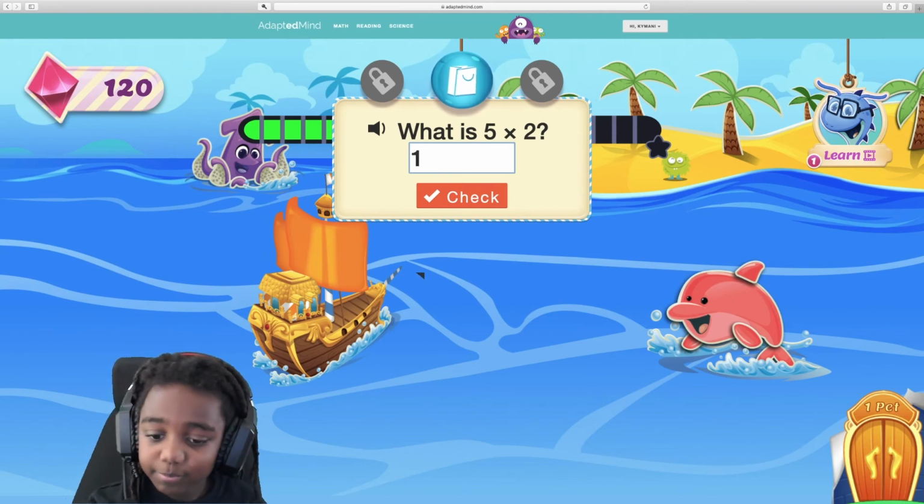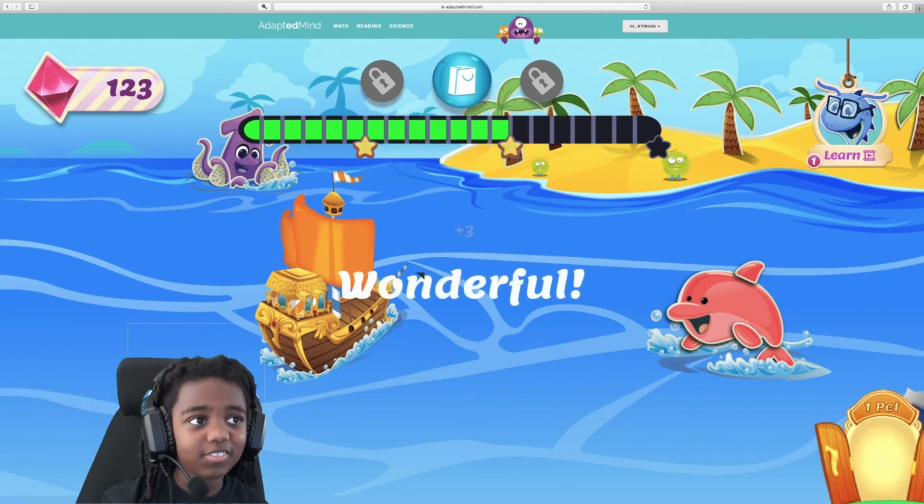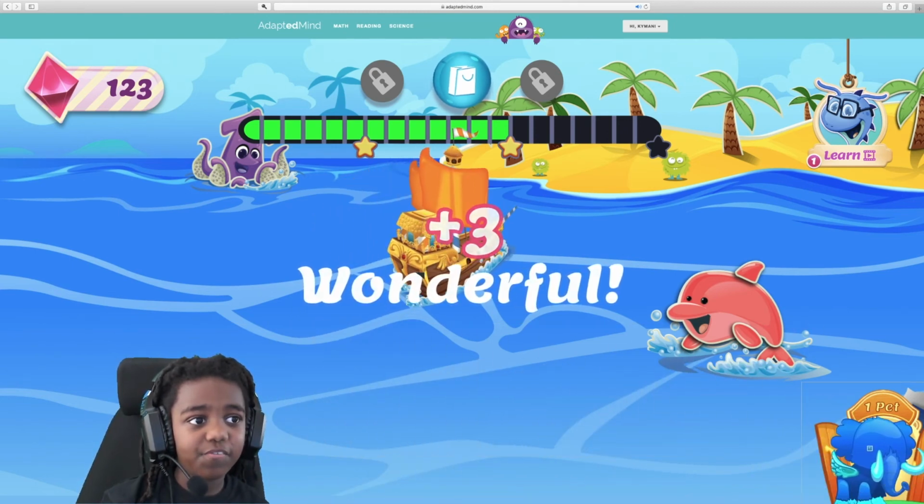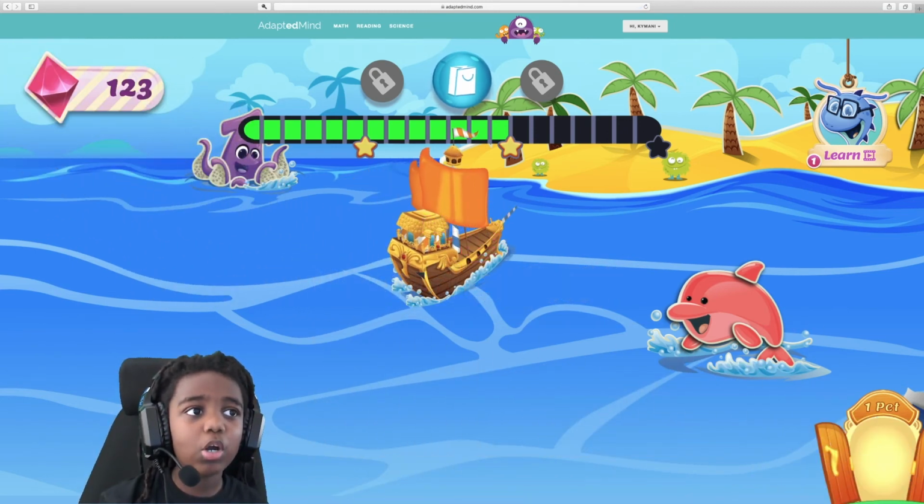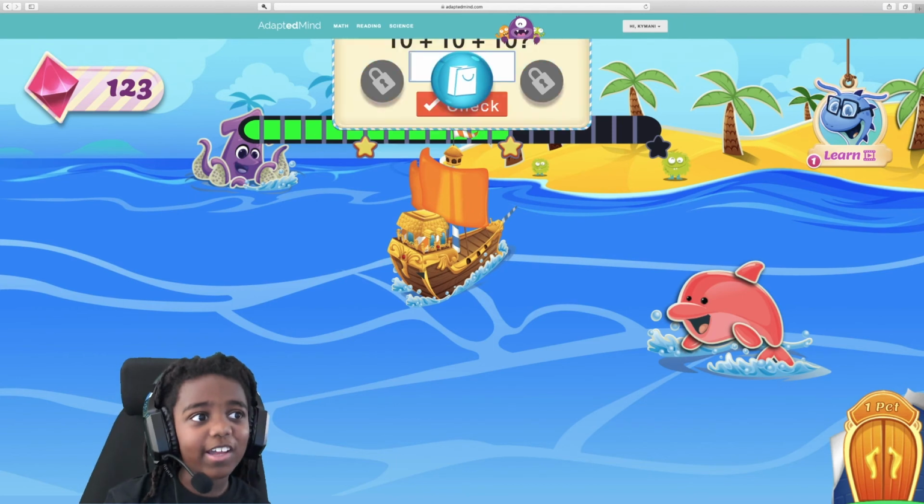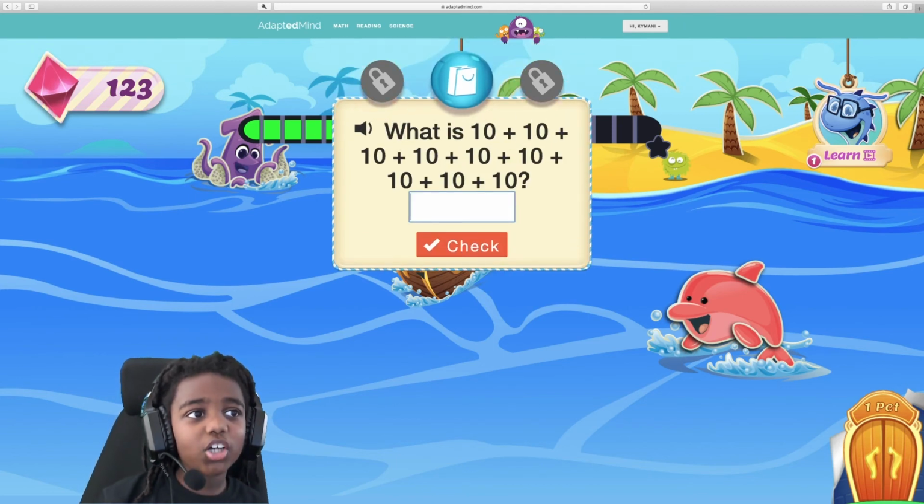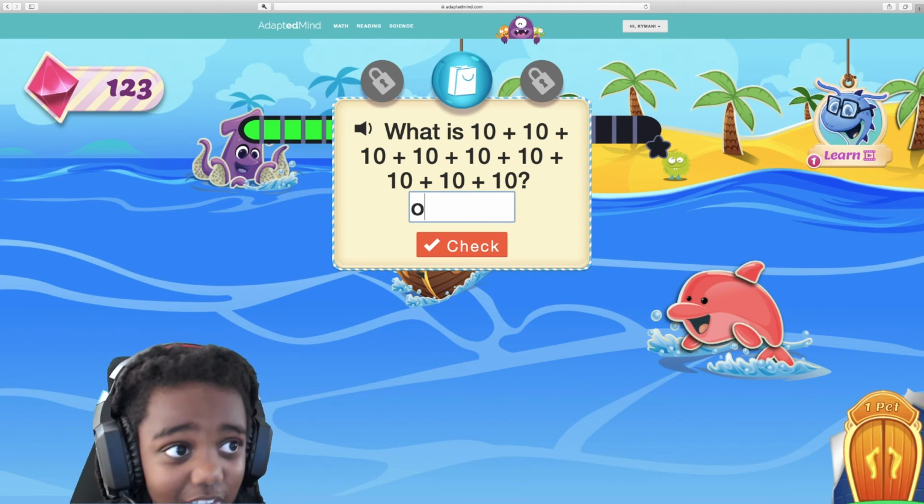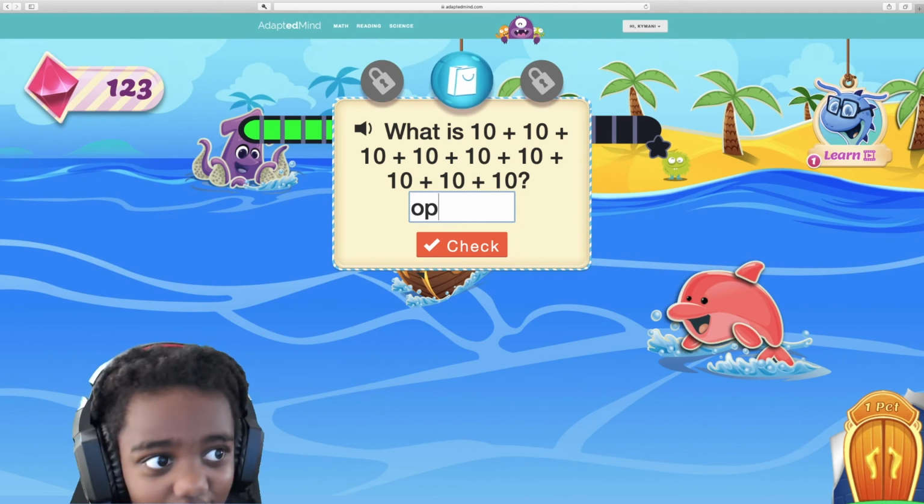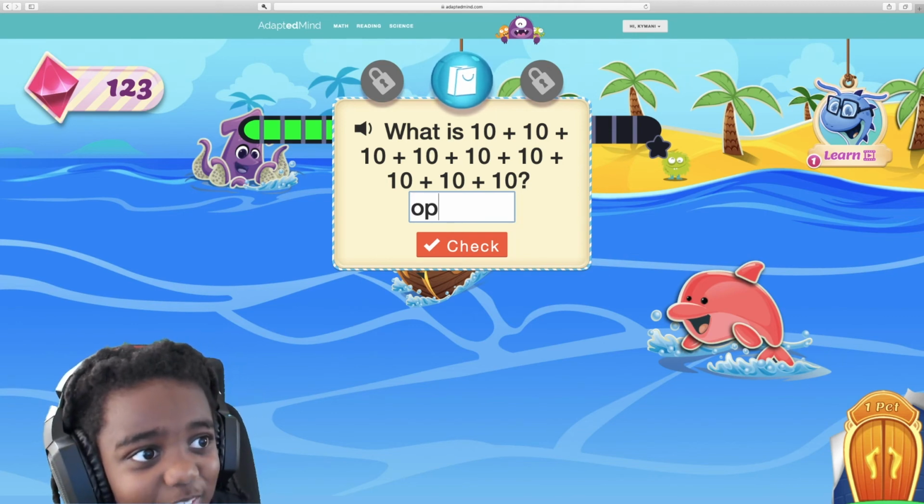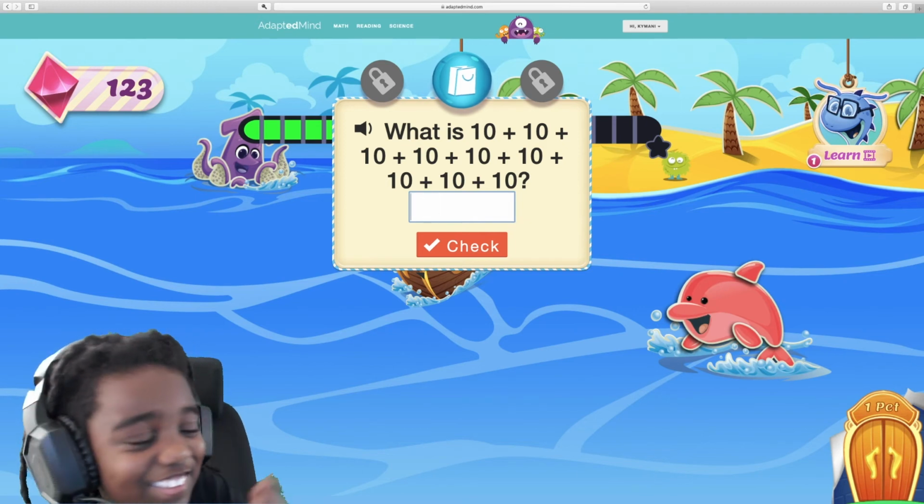Wonderful. Finally, our boat has moved. The incorrect direction. I thought, what? 10, 20, 10, 20, 30, 40, 50, 60, 70, 80, 90. These are some crazy questions. These are some OP questions.